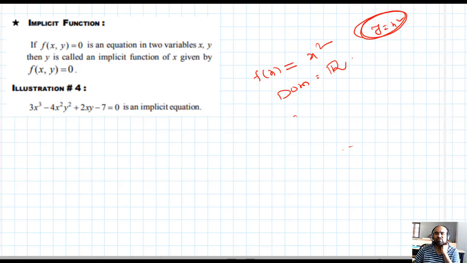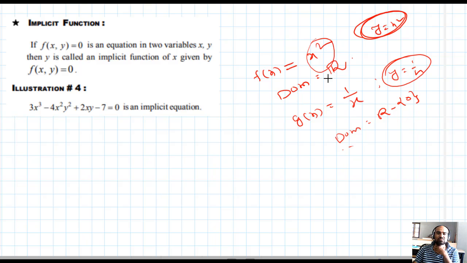For example, another function g of x is given as 1 by x. Or in other words, y equal to 1 by x. What is the domain? All real numbers except 0. If x equal 0, y is not a real number. So what is the domain? All real numbers except 0. From R you need to remove the set {0}.